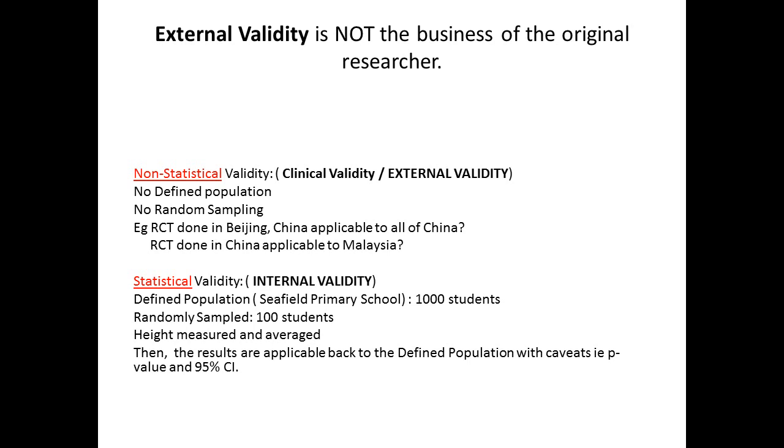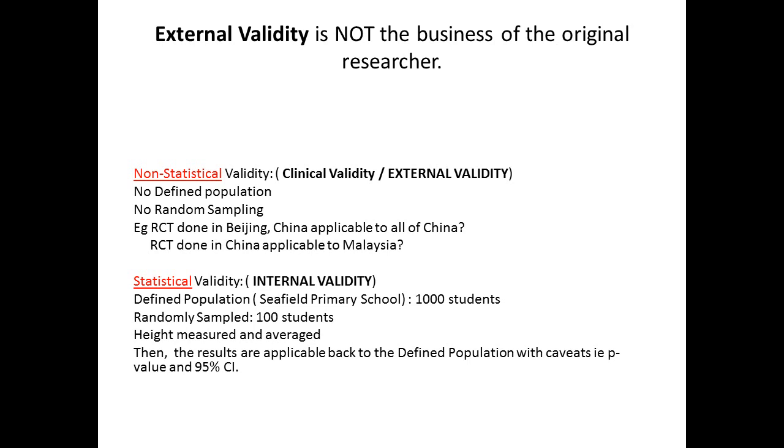Now, sometimes people confuse the question of statistical validity versus non-statistical validity with internal validity, external validity. Okay, don't worry about it if you don't understand it now. We'll be repeating all this later. When you don't have a defined population and there's no random sampling, example, a randomized control trial done in Beijing, is it applicable to all of China? A randomized control trial done in China, is it applicable to Malaysians? So these are external validity type of questions.